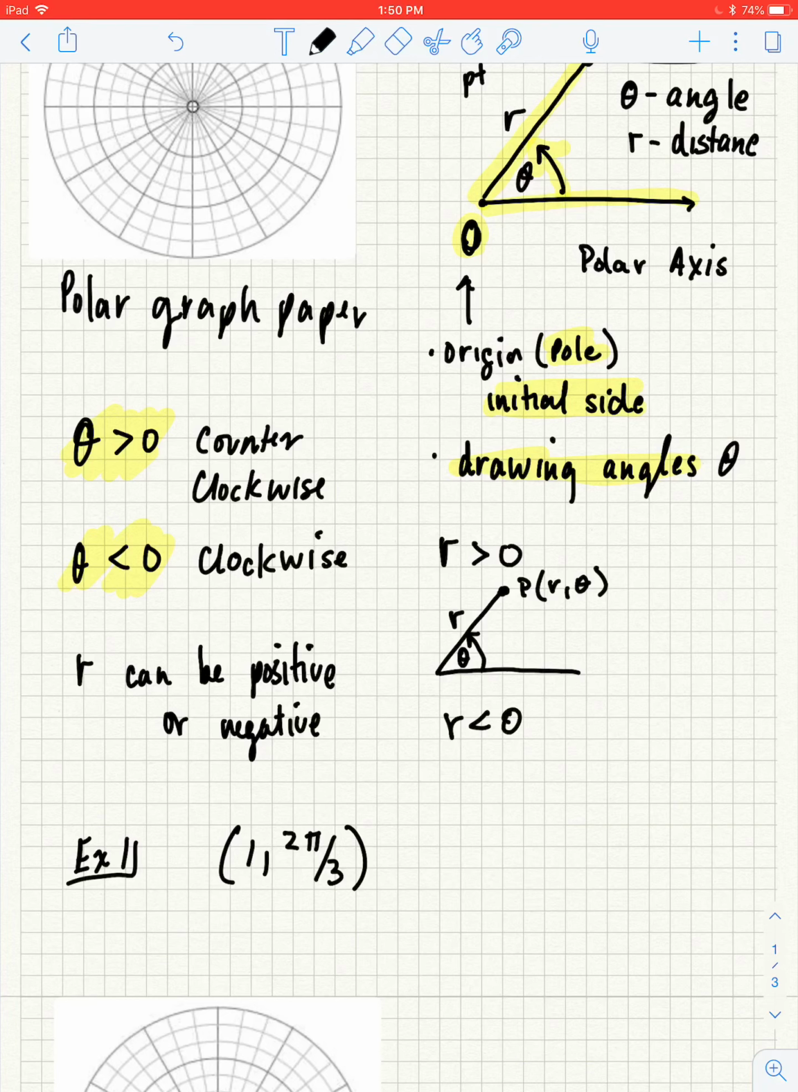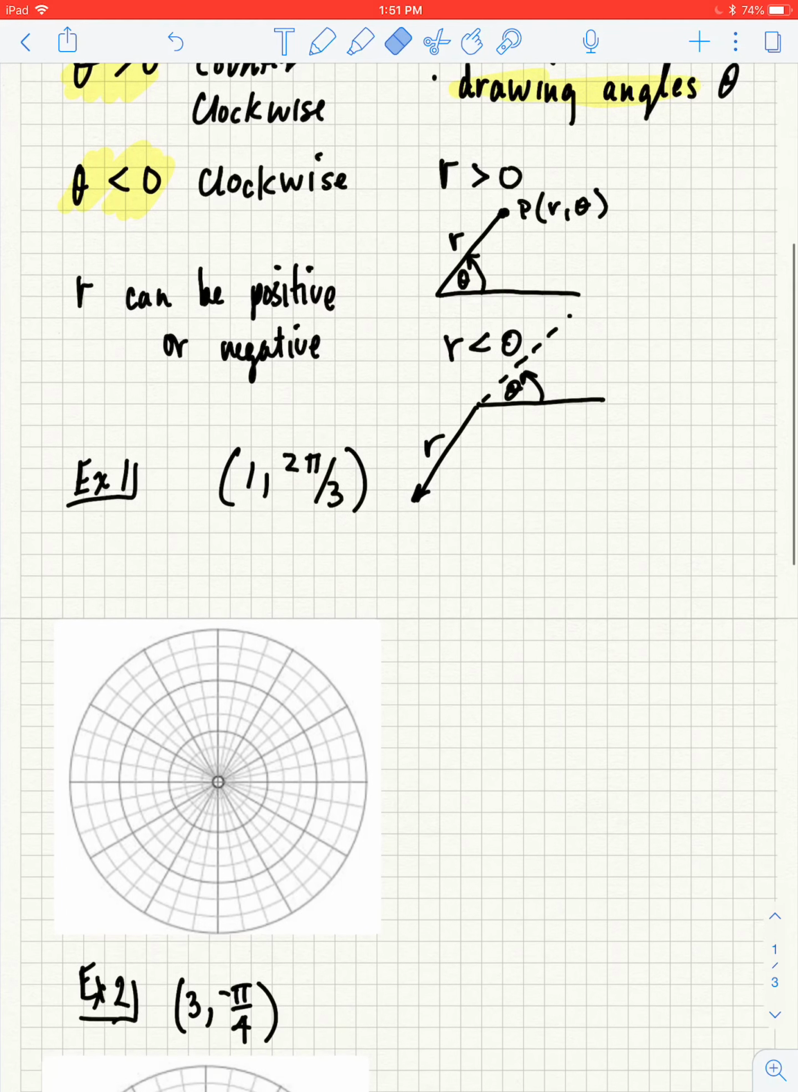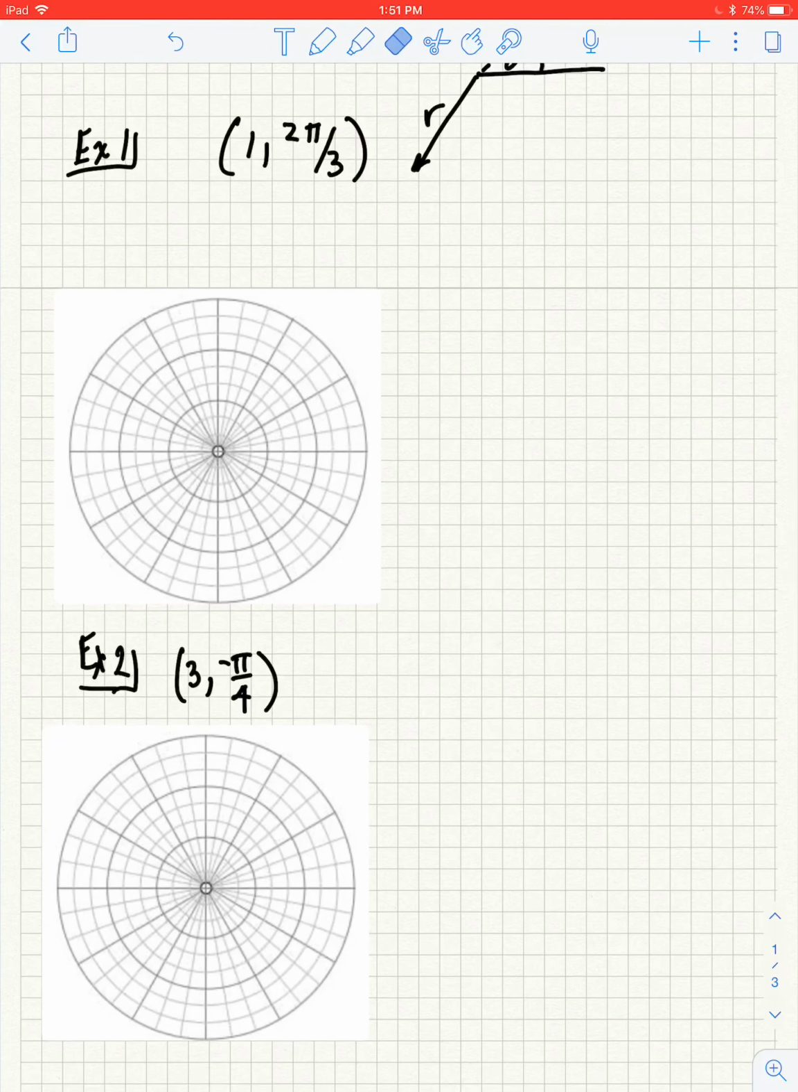Now, if r was negative, you are still starting on the same initial side, and the angle comes out. But because r is negative, it actually winds up going back. So instead of going this way, it goes 180 degrees backwards. You can see that was where it was, and now r is going back. So it's actually in that direction there. That would be your graph if r was negative. Let me show you a quick example.